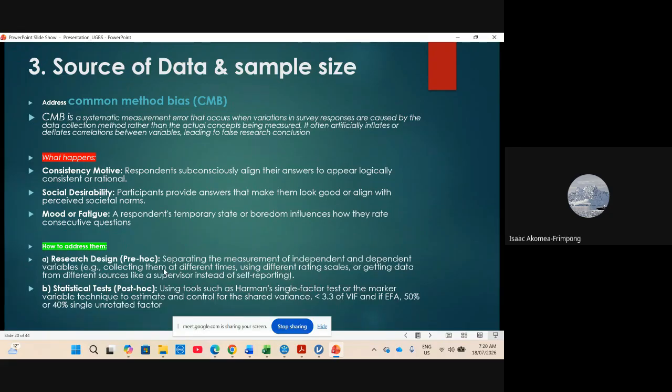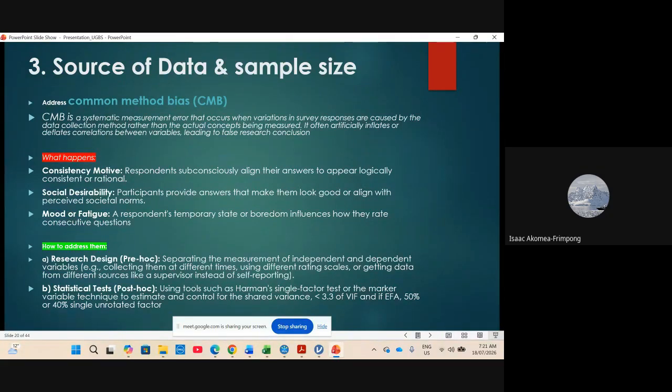Okay, you collect them at different times. You can even use different rating scales, like the Likert scale. Or get your data from different sources. For example, some of you who are using purely secondary data can decide to take some data from the IMF and some from the World Bank. Yes, for that it will reduce the common method bias.